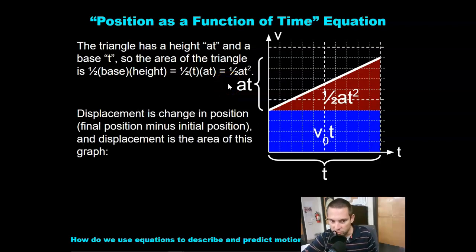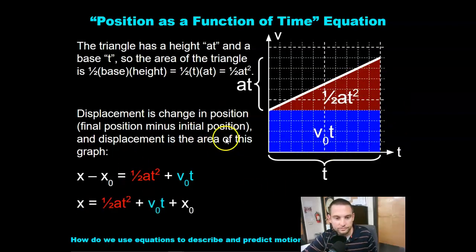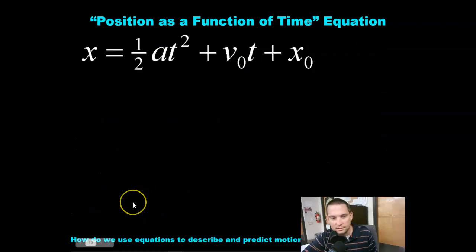Displacement is a change in position, the final position minus the initial position, and displacement is the area of this graph. So then displacement, the final position minus the initial position, equals 1/2 at squared, plus v naught times t. If we solve for just our final position, we would add the initial position to each side, and we would get the equation that looks like this.